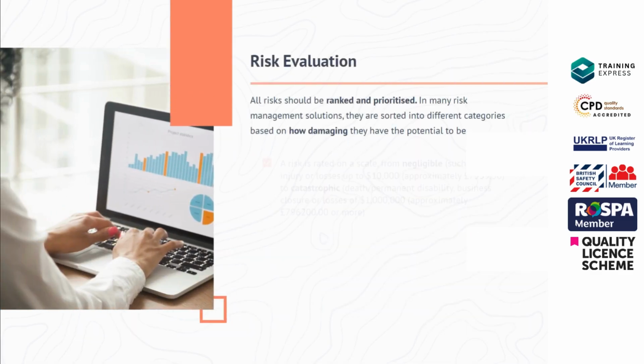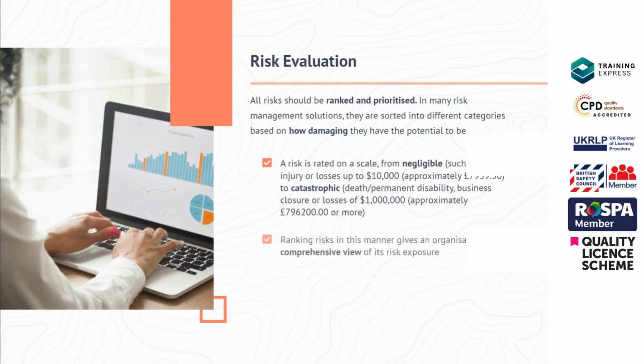Risk evaluation. All risks should be ranked and prioritized. In many risk management solutions, they are sorted into different categories based on how damaging they have the potential to be. A risk is rated on a scale from negligible, such as minor injury or losses, up to $10,000, approximately £7,959.50, to catastrophic, death or permanent disability, business closure or losses of $1 million, approximately £796,200 or more.